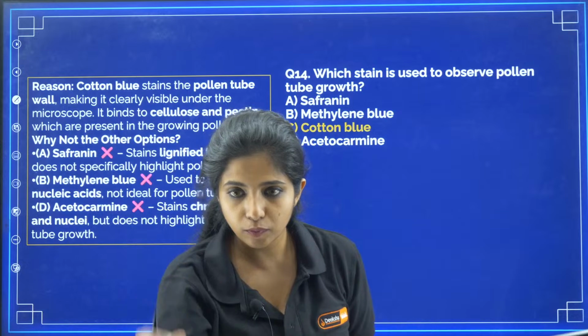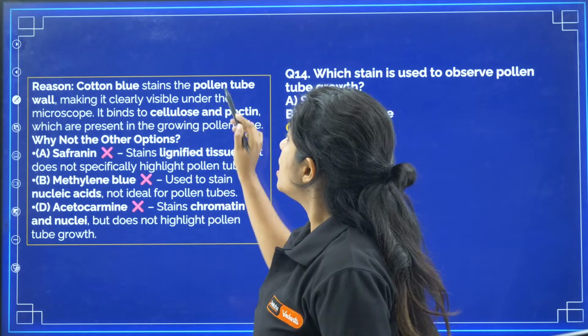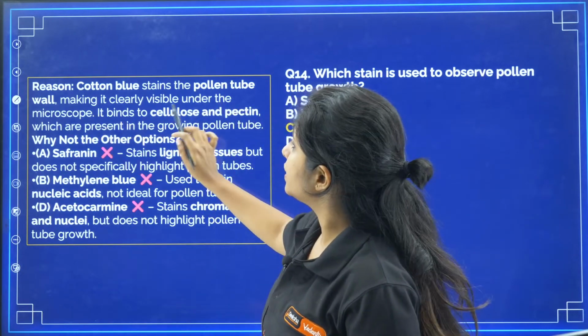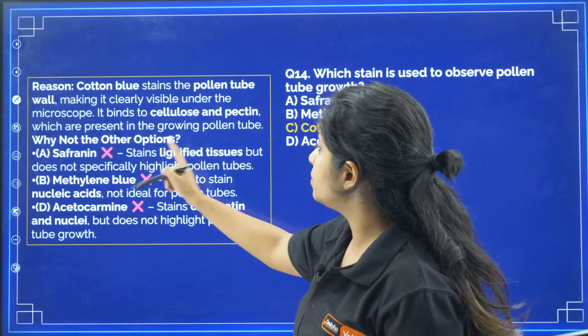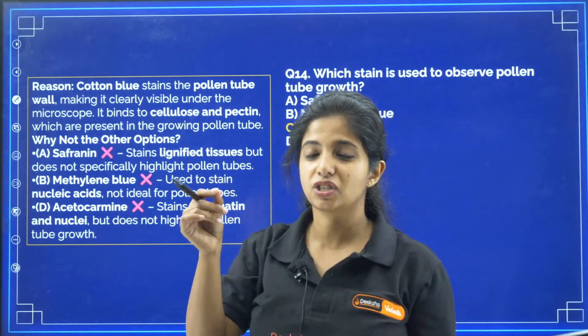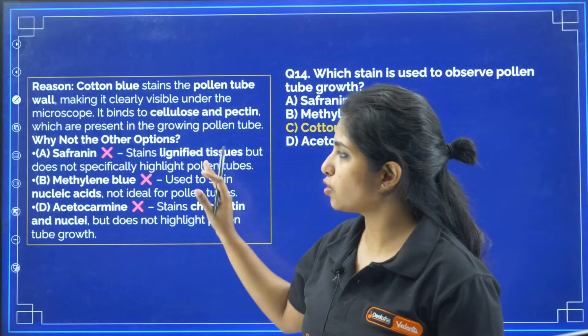If you want to observe pollen tube growth, you use cotton blue. Cotton blue stains the pollen tube wall directly, because it can bind to what? Cellulose and pectin. That is why. Why not saffron? Because it is going to stain lignified tissues. That is not found in pollen tube.